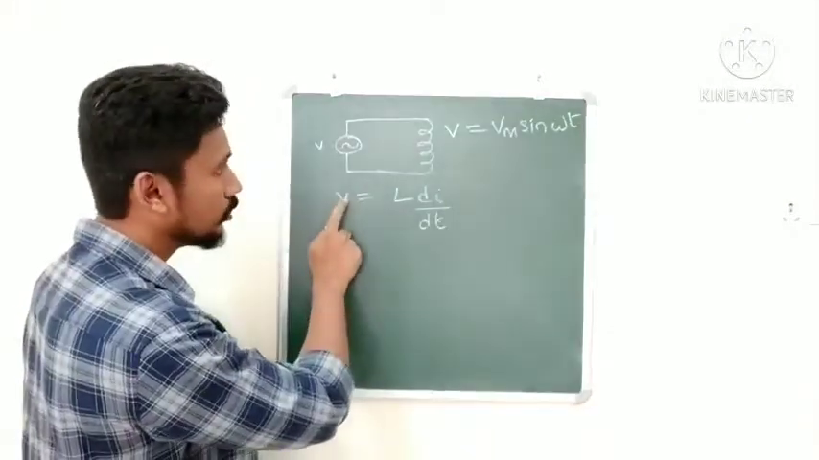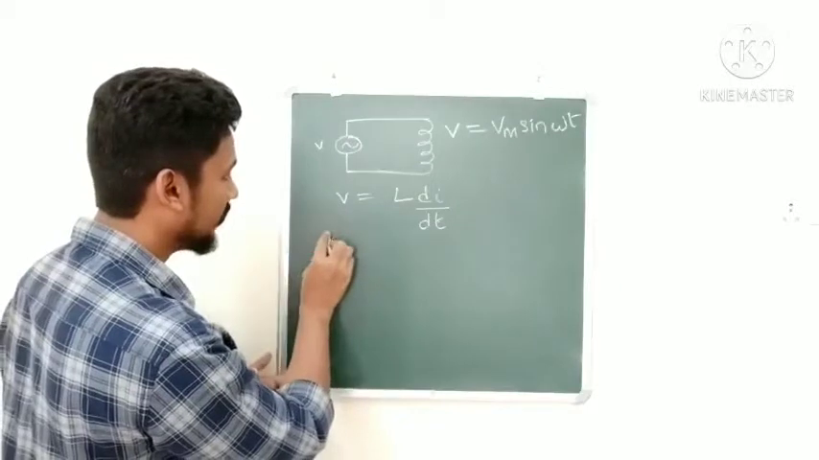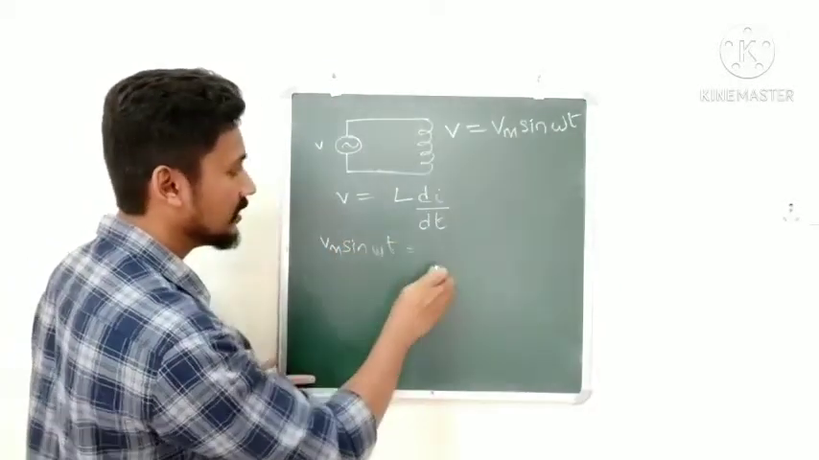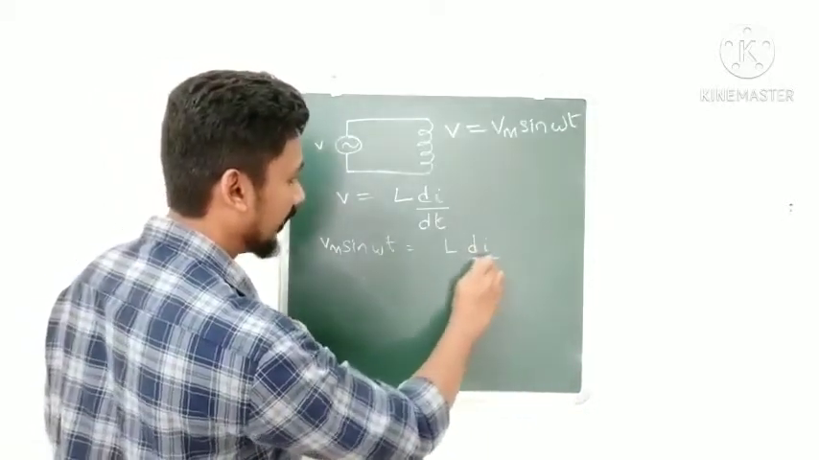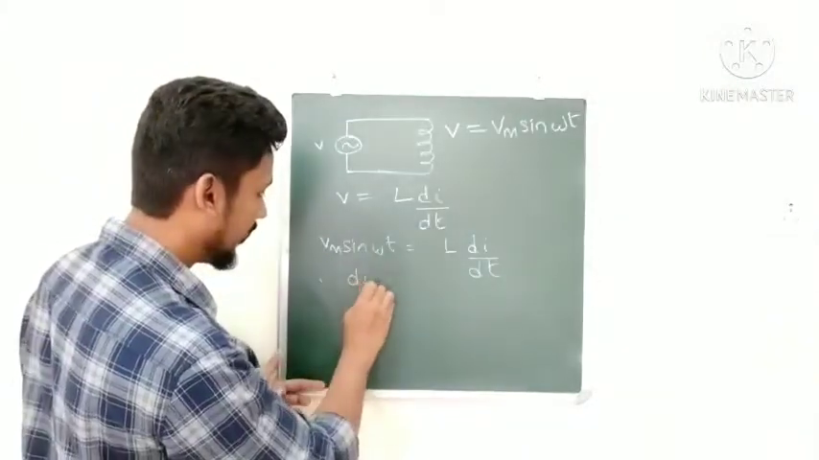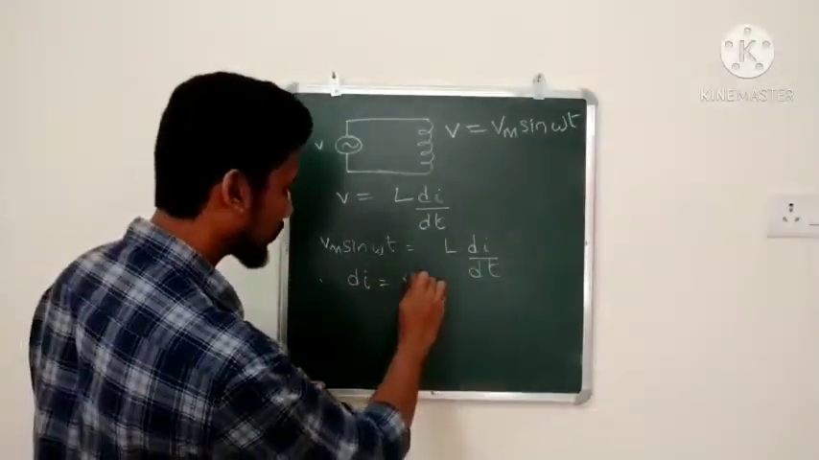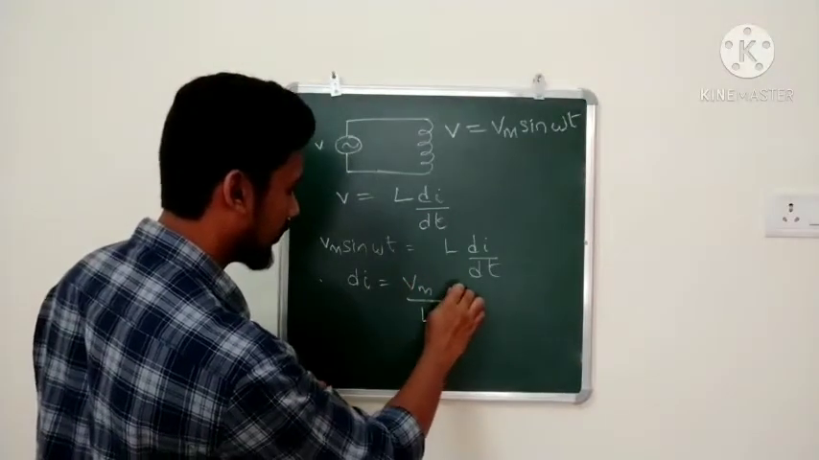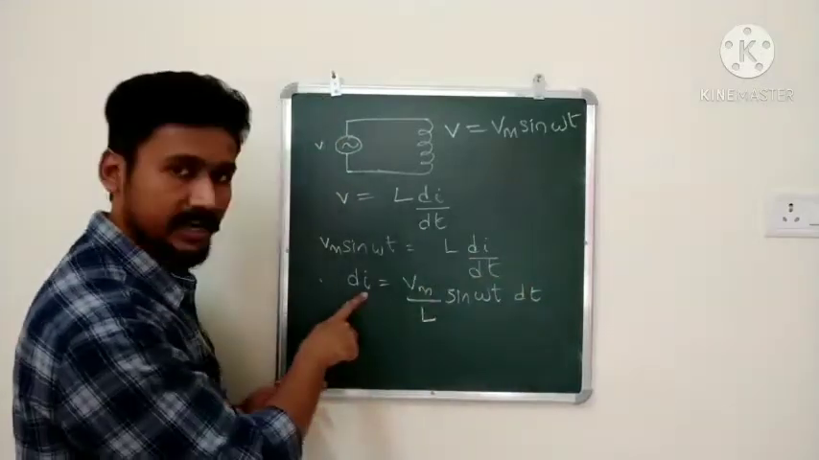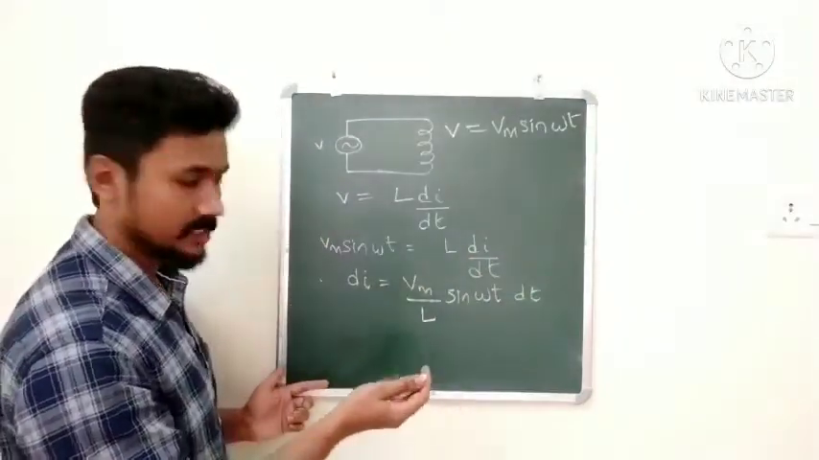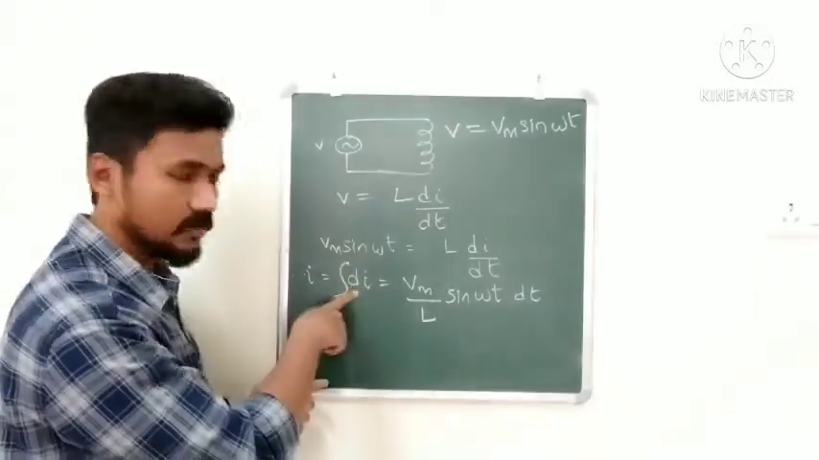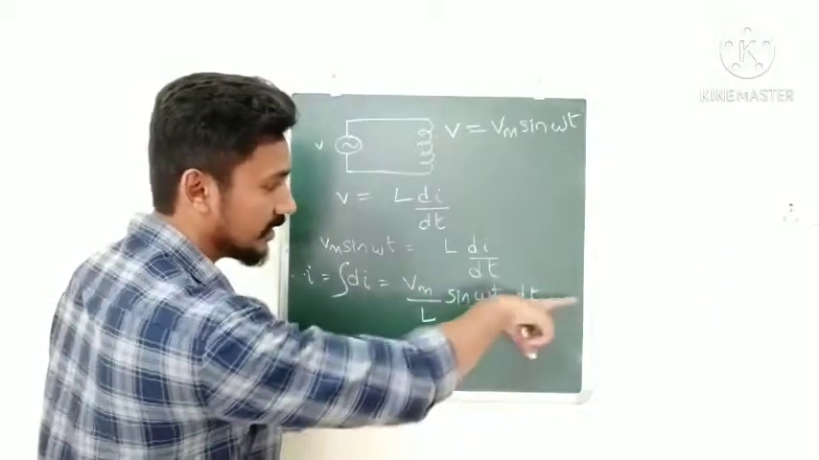So we can substitute the value of V from this equation. Therefore, we get Vm sin omega t is equal to L di by dt. Let us rearrange this and write. So we will write, therefore, di is equal to Vm upon L sin of omega t dt. To find total current, we will have to go for integration. So therefore we will say the total current I is equal to integral of di, which is equal to integral of this entire expression.